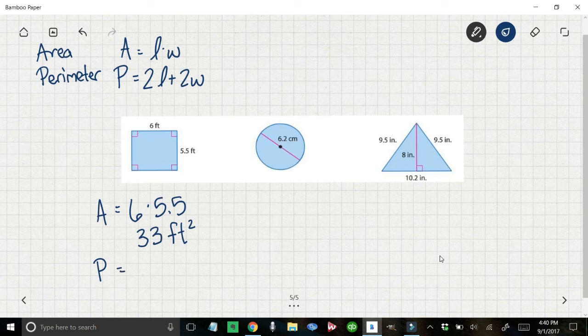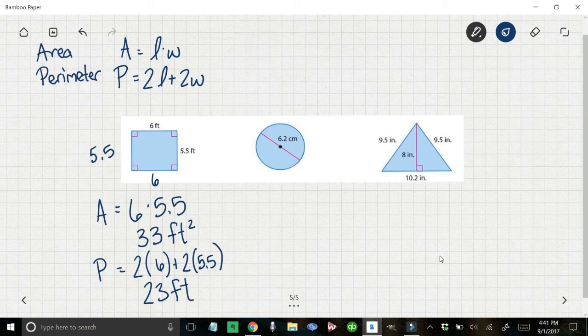For the perimeter, I need to make sure I'm adding up all of those sides. So if it helps you to write out those other sides, you're just going to add them all up. Or you can think of the formula 2 times the length of the rectangle, which is 6, plus 2 times the width, 5.5. And when I multiply those together and add them up, I get 23 feet.